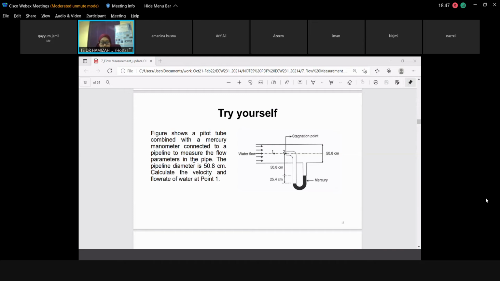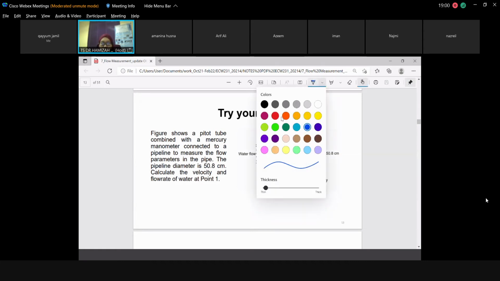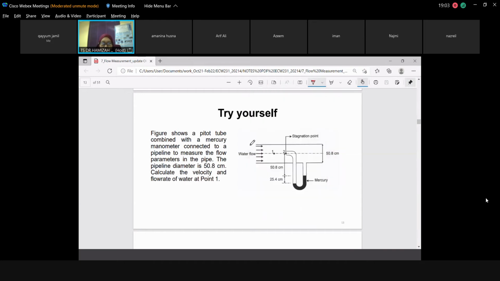The figure shows the pitot tube combined with a mercury manometer, connected to a pipeline used to measure the flow parameter in the pipe. The pipeline diameter is 50.8. So basically we measure the velocity at the middle of the pipe. You can see the dotted line is the middle of the pipe, so we put the pitot tube at the center of the pipe. Then calculate the velocity and flow rate of water at point 1.